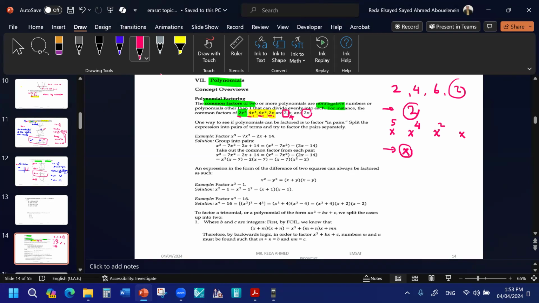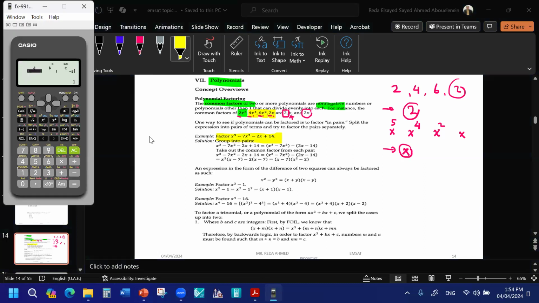And for another one, we can use an example here. Factor x to the power 3 minus 7x squared minus 2x plus 14. Factor means find the factors. How can I use the calculator here? This is third degree, mod 5, third degree, 4. Here the first coefficient will be 1.